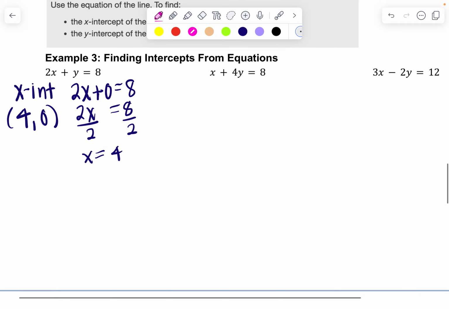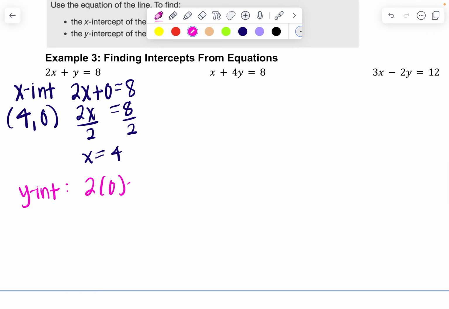And then our y-intercept, I plug 0 in for x. So 2 times 0 plus y equals 8. 0 plus y equals 8, which means y equals 8. So our y-intercept is at (0, 8).